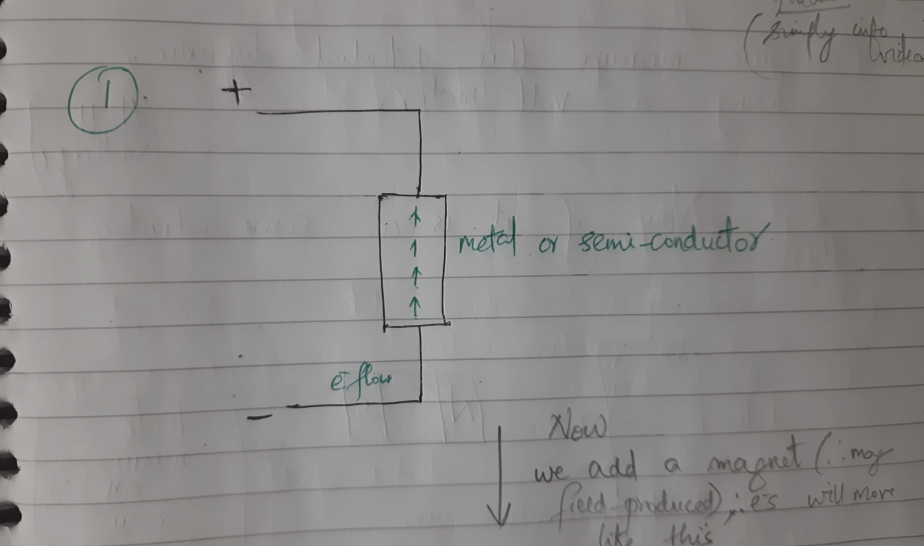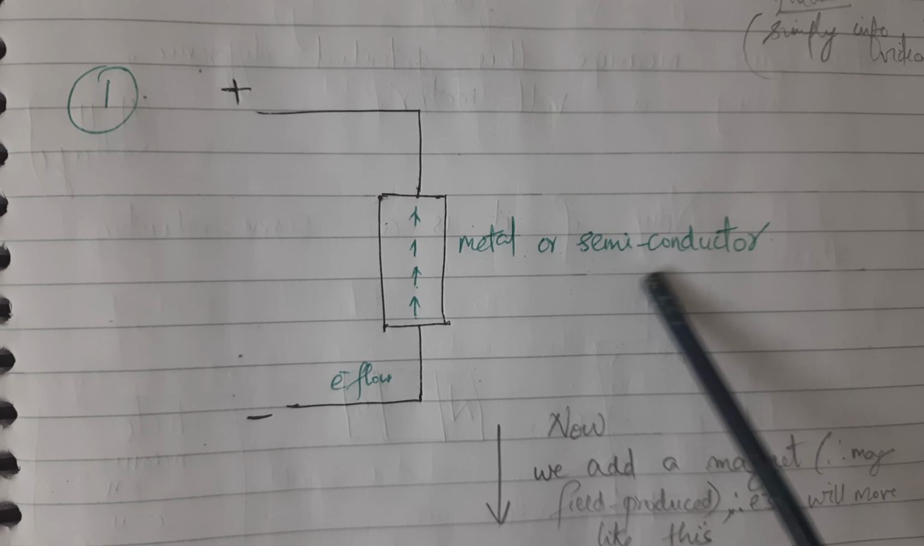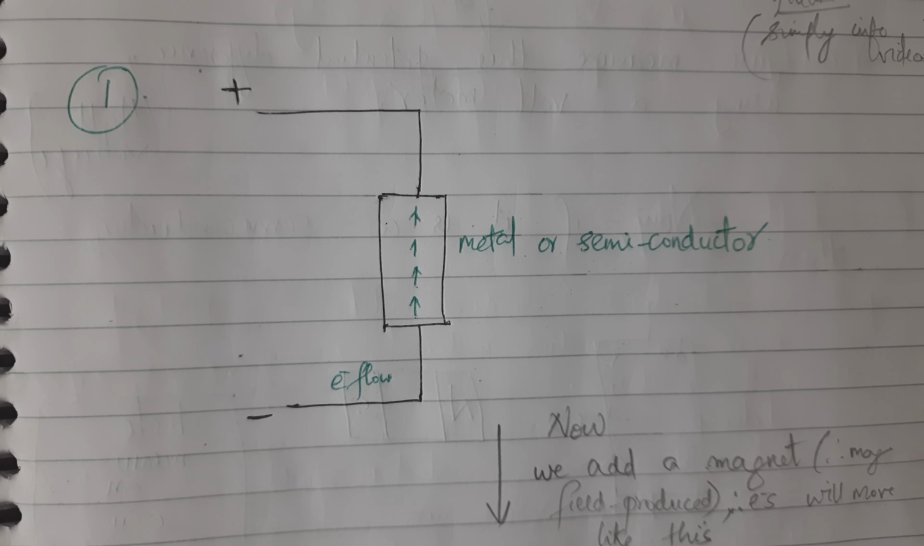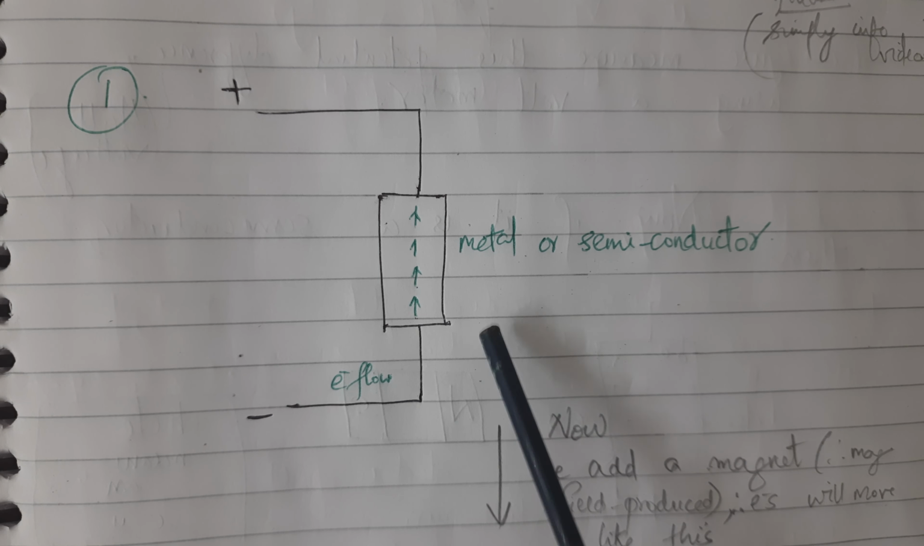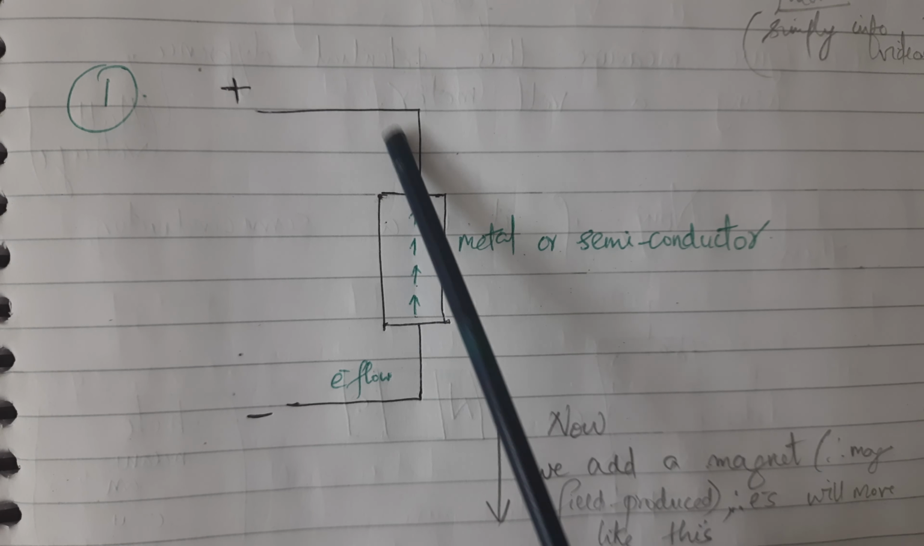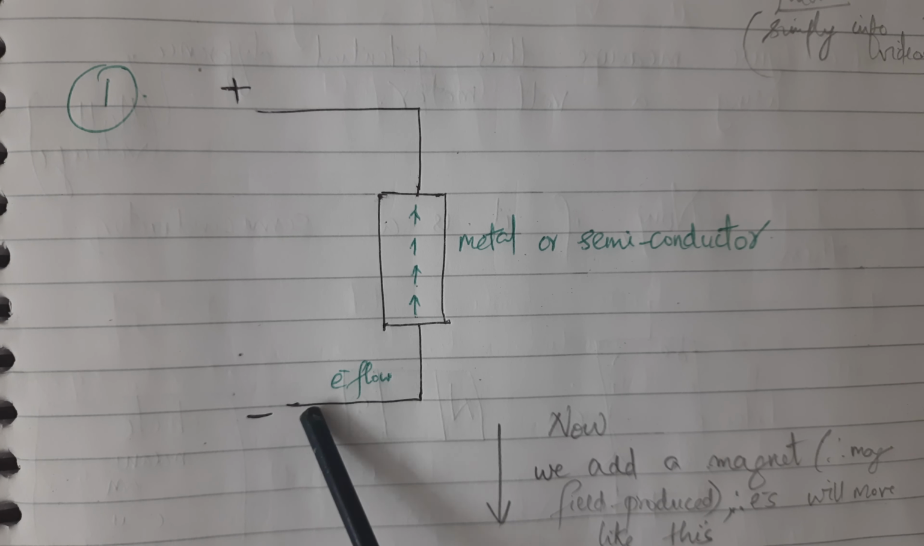Hall effect. So today we are going to see a very interesting and important phenomenon called the Hall effect. For this, suppose there is a metal or a semiconductor and it is connected to a battery, and there will be an electron flow in this direction. So electrons will flow from the negative terminal to the positive side. I hope you all know it.